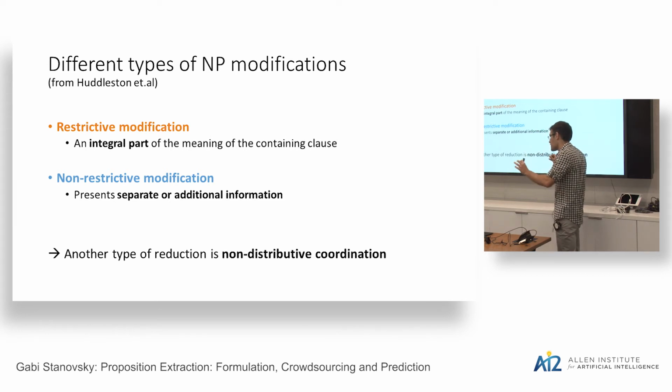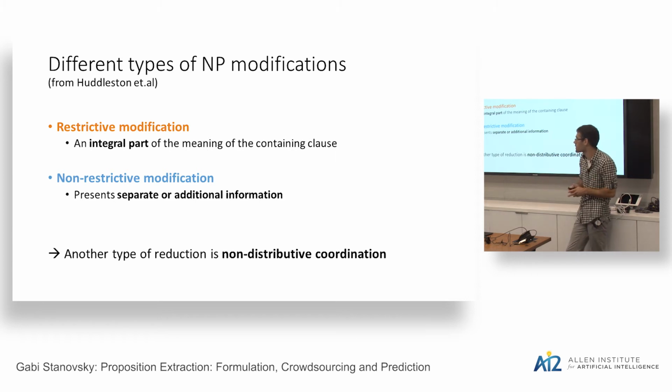And I have just mentioned in passing that another type of reduction is removing non-distributive coordination. So you can split certain longer arguments. If you have Barack Obama and Bill Clinton were born in America, you can separate that into two separate propositions. Barack Obama was born in America and Bill Clinton was born in America.